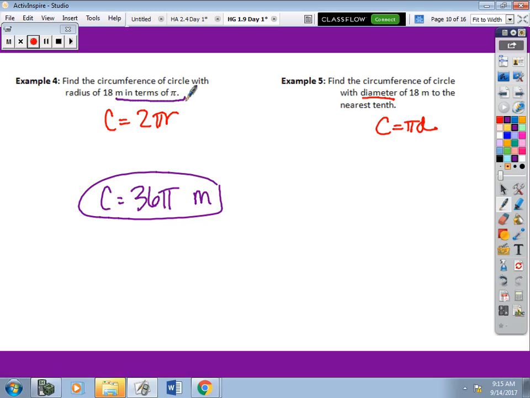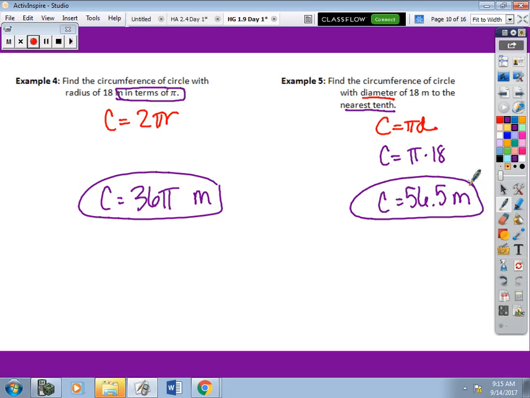36 pi, and this should be in meters. Okay, so since it said in terms of pi, I'm not typing that in my calculator at all. It didn't say both forms this time. Now the next one does want me to round to the nearest tenth. If it tells you nearest tenth, that means plug it in your calculator. Okay, so just so you guys can see the difference in the directions. So when we typed that into our calculator, what did we get rounded to the nearest tenth? Maddie? Good. 56.5, and that's also in meters. Okay.